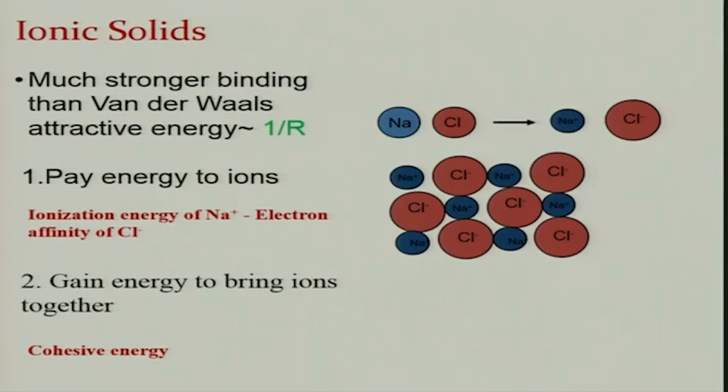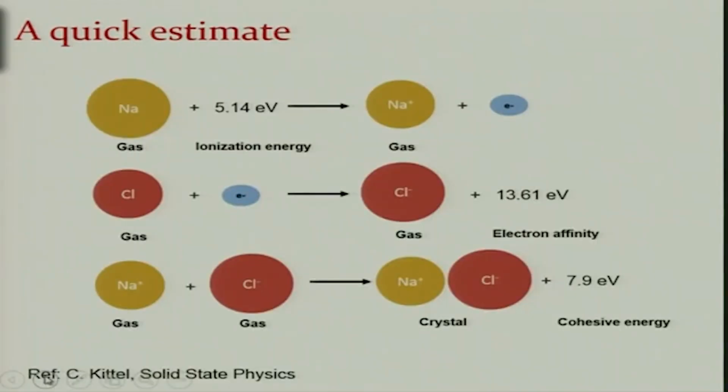First, you have to spend energy to make ions. So, basically you have the ionization energy of sodium, and the electron affinity of chlorine, and then you gain energy to bring these atoms together, and this gain in energy is called the cohesive energy. So, you look at it this way.